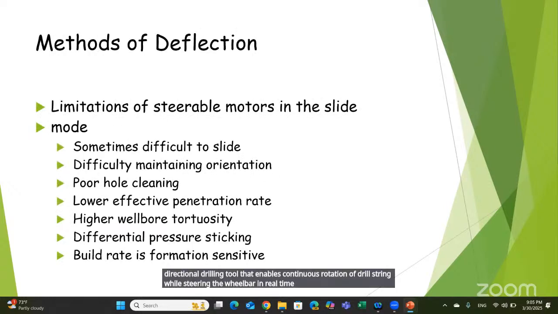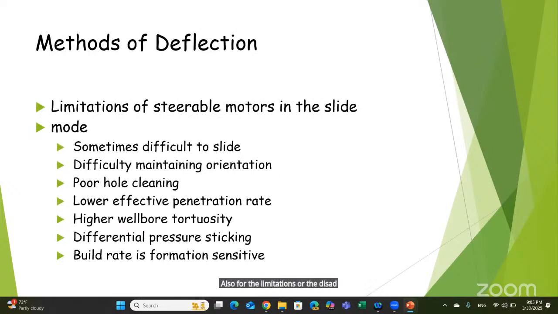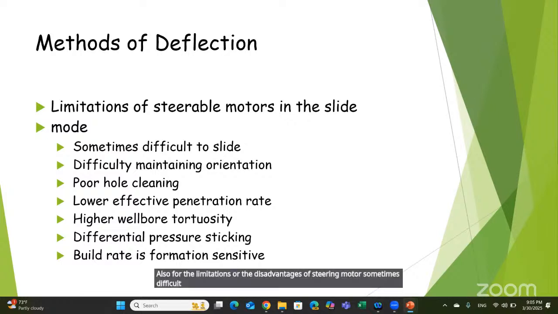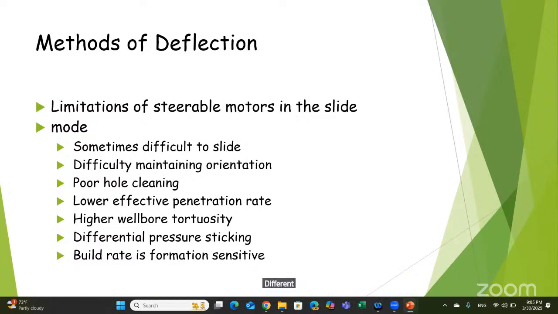Also, for the limitations or disadvantages of the steerable motor: sometimes difficult to slide, difficulty maintaining orientation, poor hole cleaning, lower effective penetration rate, higher wellbore tortuosity, differential pressure sticking, and build rate is formation sensitive.